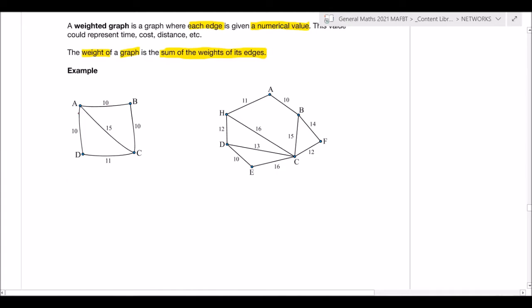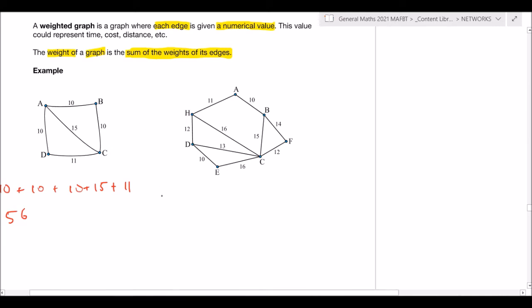So you can just do this really simply as 10 plus the third 10 here plus 15, sorry, plus 11. That would be 30, 40, 50, 56. So the total weight here is 56. Okay. Simple. This one here, a bit more tricky.